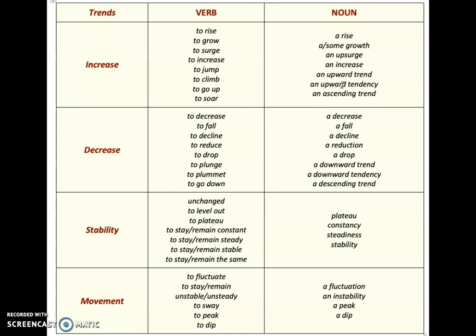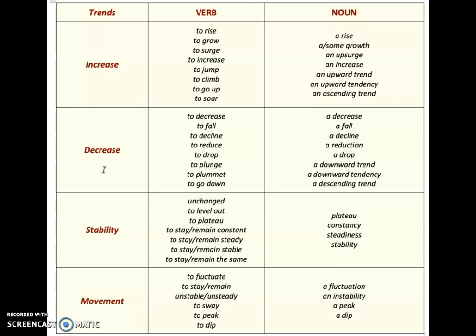Or we can use it in a noun form. There was a rise, there was some growth, or there was an upsurge, an increase, an upward trend, an upward tendency, or an ascending trend. These are just different words we use for things going up.